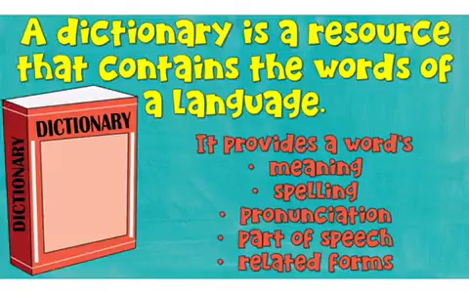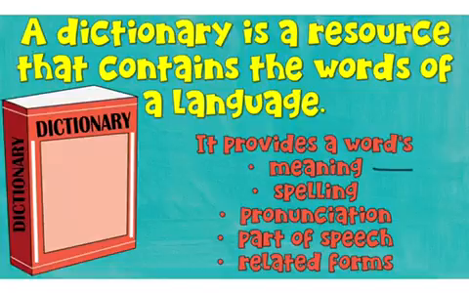Let's take a look at a dictionary, how it is organized, and how we can use it. A dictionary is a resource that contains the words of the language. These are the things you'll find in the dictionary: a word's meaning, a word's spelling, a word's pronunciation, the word's part of speech, and any related forms of that word. I will show you those in a dictionary.